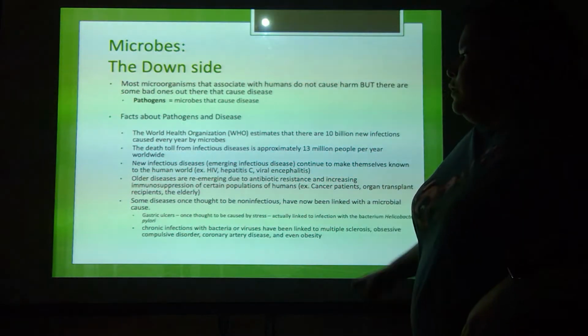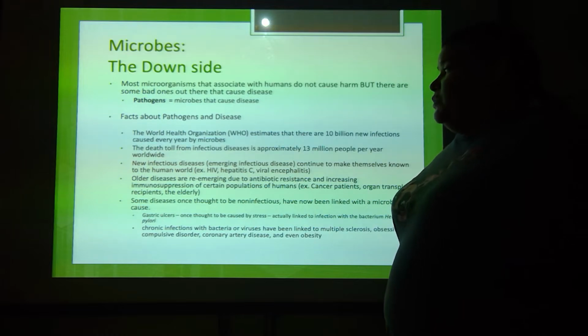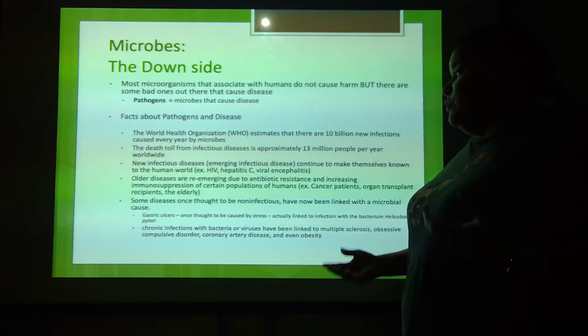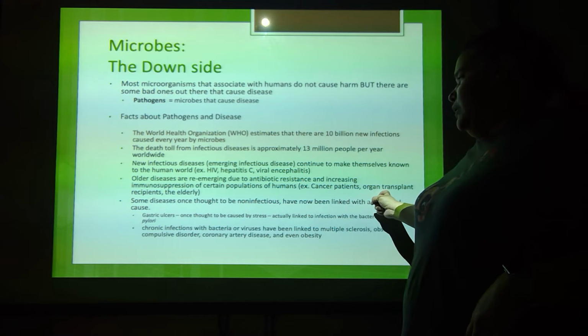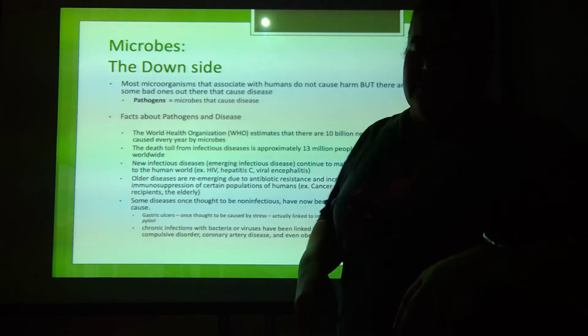Okay. Older diseases are also reemerging due to antibiotic resistance and increasing immunosuppression of certain populations of humans: cancer patients, organ transplant recipients, and the elderly. So, antibiotic resistance is actually a really bad thing. It basically gives the bacteria an advantage that allows it to somehow survive being exposed to that antibiotic.